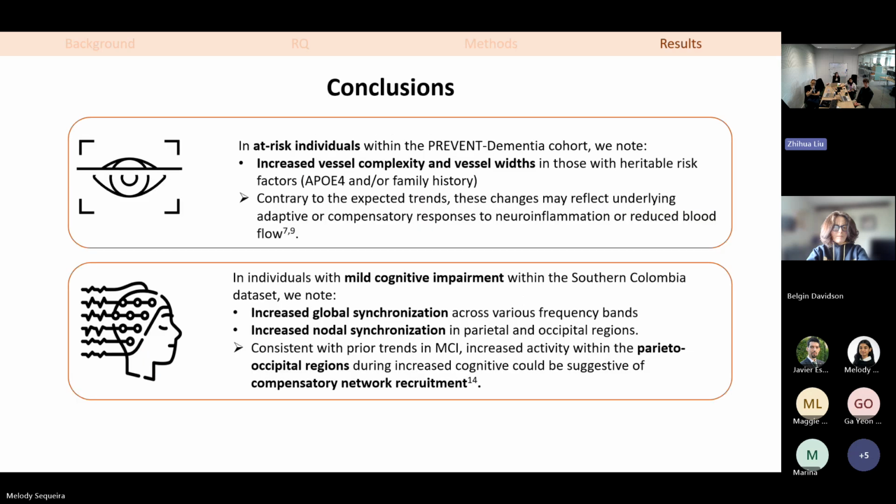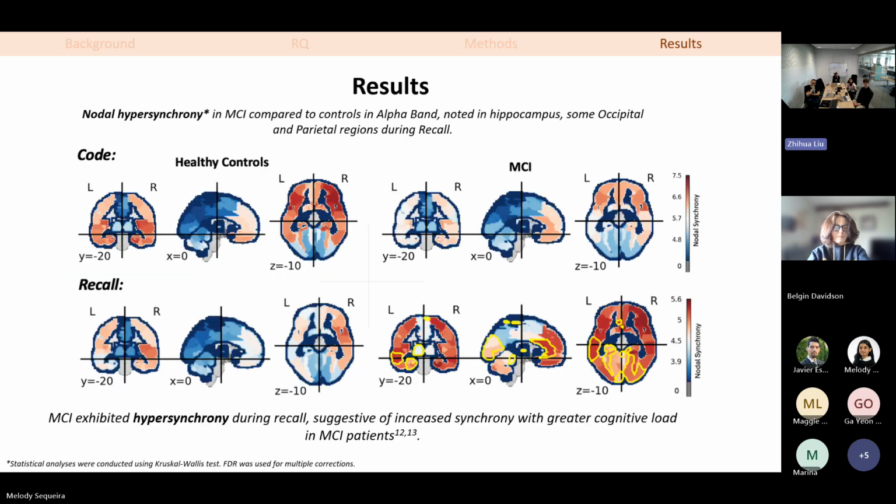And so what we can infer from this is that this activity of hypersynchronization during recall is suggestive of increased activity that comes with greater cognitive load.